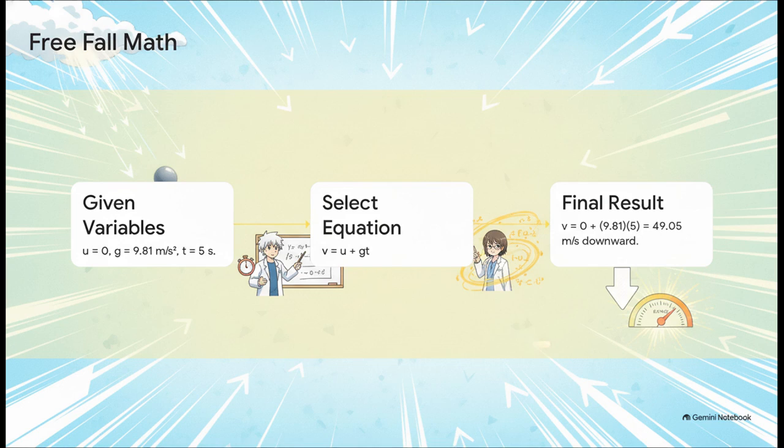Say you just drop a ball from rest, meaning initial velocity is 0, and let it fall for just 5 seconds. We use the equation v equals u plus gt. 0 plus 9.81 times 5 gives us a staggering 49.05 meters per second. That means in merely 5 seconds of free fall, an object is plummeting downward at over 49 meters per second. To put that in perspective, that is over 100 miles per hour just from a 5-second drop.